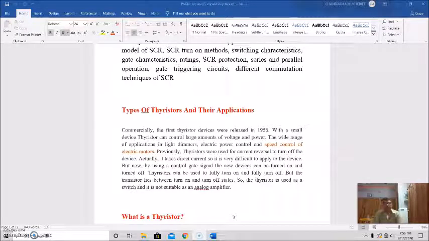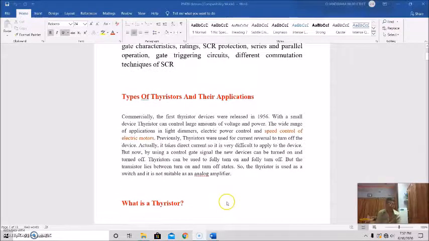Previously, thyristors used current reversal to turn off the devices. Actually, it takes direct current, so it is very difficult to apply to the device. But now, by using a control gate signal, the new devices can be turned on and turned off. So thyristors can be used to fully turn on and fully turn off, whereas the transistor lies between the turn-on and turn-off states. A thyristor is used as a switch, and it is not suitable as an analog amplifier.